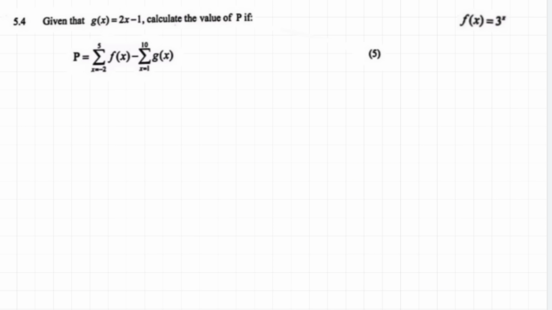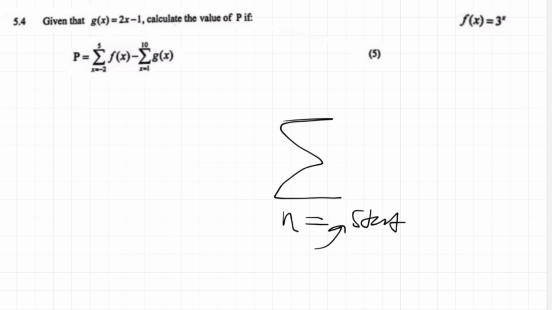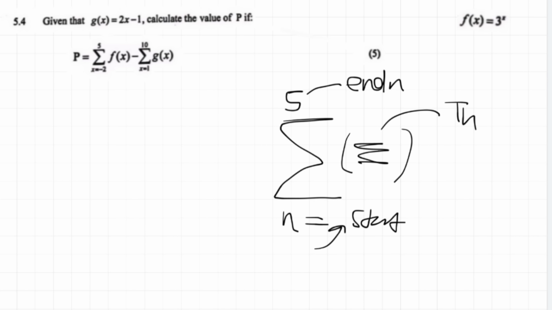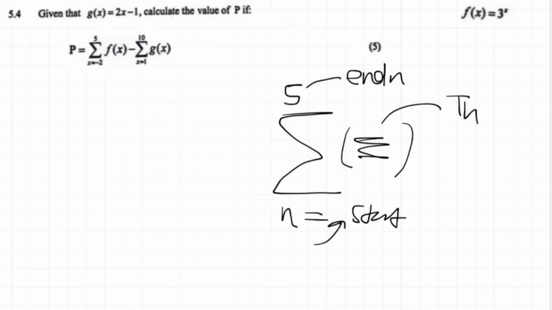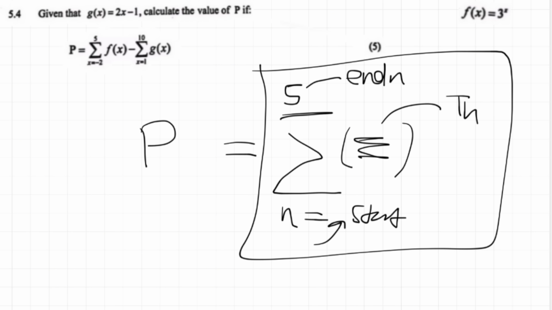So what you must understand about the sigma notation here is that the number at the bottom is the starting term, and the number at the top is the ending term. And the expression that is here is what we call the nth term, or the Tn of the pattern. So if you pay close attention to this question, p here is going to be the sum of those kinds of patterns.